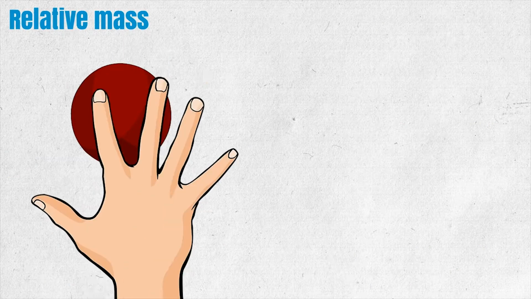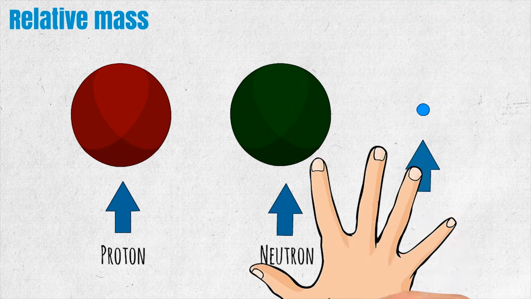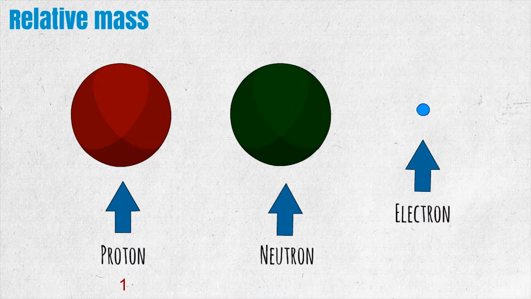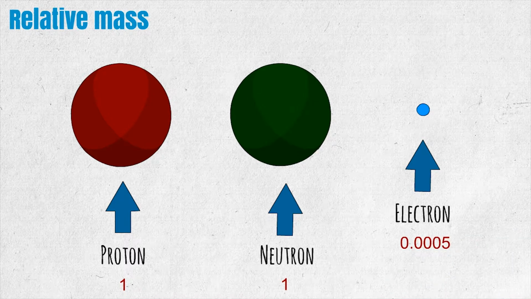Because the masses of the proton, neutron, and electron are so small, we describe their sizes relative to each other. The proton and neutron are both the same size, so we say they both have a relative mass of 1. The electron is tiny. It has a relative mass of just 0.0005. The mass of the electron is negligible compared to the proton or neutron, so in describing the mass of an atom, we only consider the mass of the neutron and proton and ignore that of the electron.